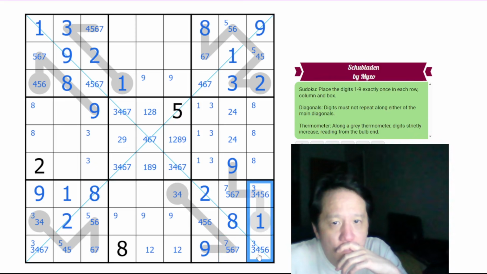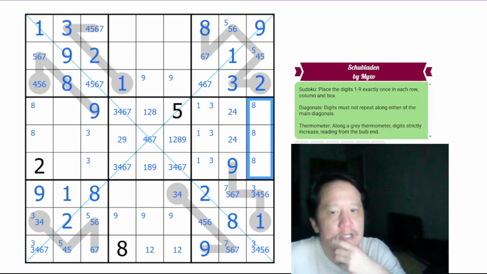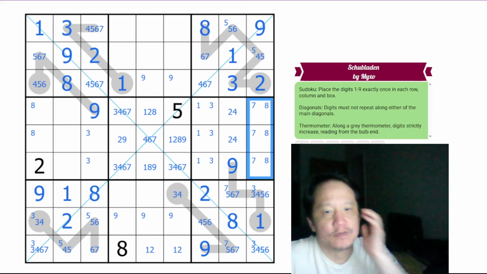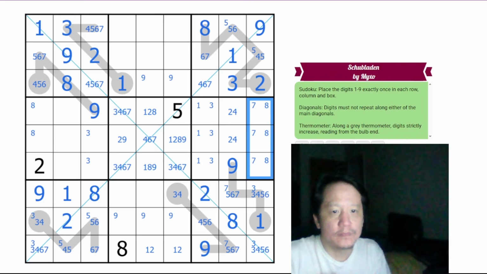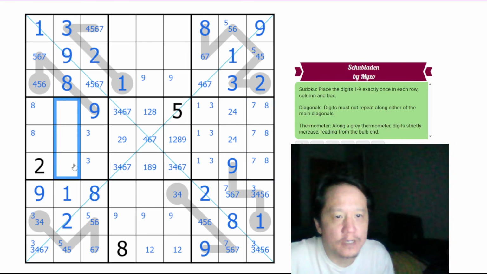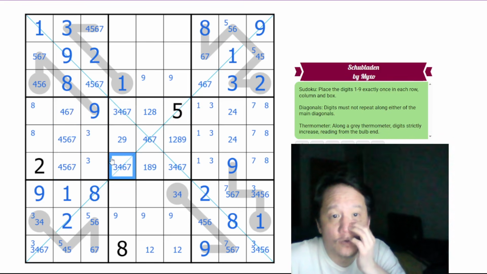Okay, 7 in column 9 has to be one of these 3 cells. Remaining digits in column 2 are 4, 5, 6, 7. And this can't be 5 because of 5 in the row.